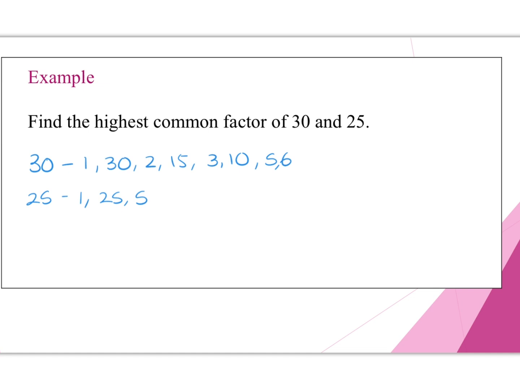Now we're going to have a look at the numbers that are in both lists. So I can see that 1 is in both lists, but I can also see that 5 is in both lists. Now, what we're looking for is the biggest number that's in both lists. So in this case, it would be 5. So the highest common factor, or the HCF, is 5.